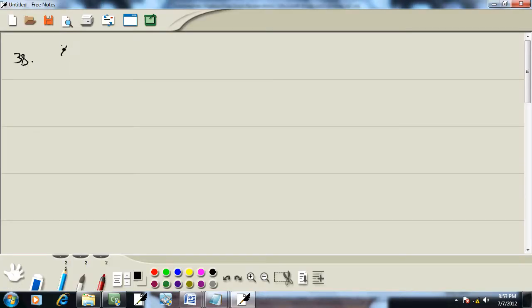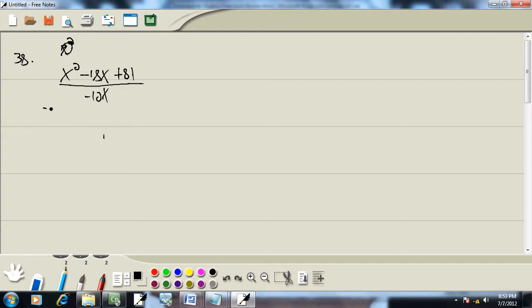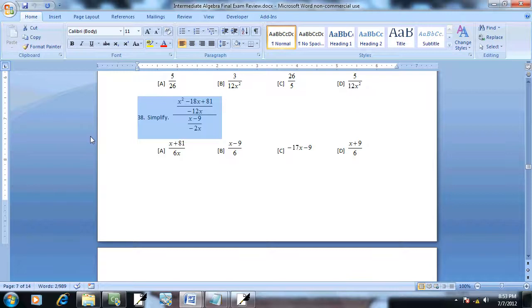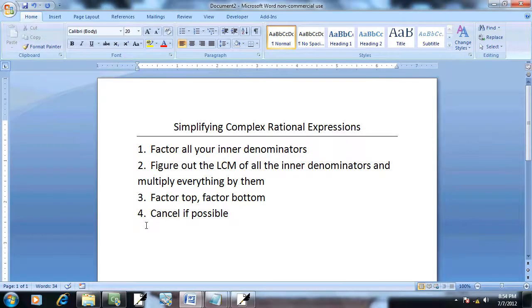Okay, so we got x squared. That's interesting. Got a little tear on my paper. Okay, come down here. X squared minus 18x plus 81 over negative 12x all over x minus 9 over negative 2x. Okay, now when I'm talking about the inner denominators, I'm talking about this one and this one. So factor all your inner denominators.